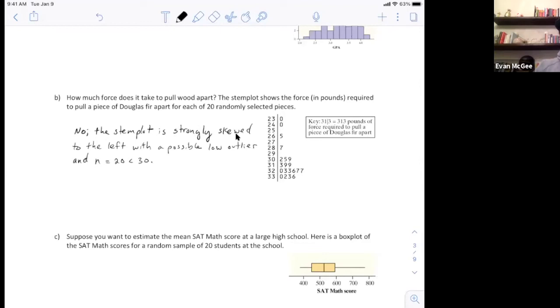Again, no. The stem plot is strongly skewed to the left, and it also has possible outliers down here, which is also a sign that we can't use T procedures, since the sample can't be strongly skewed or have any outliers. And the sample is less than 30, so we can't meet the large normal condition. We can't proceed with T procedures.